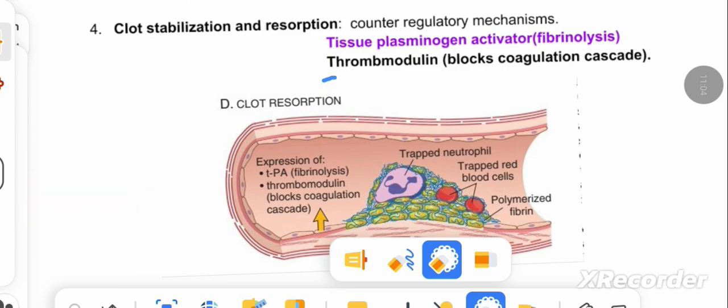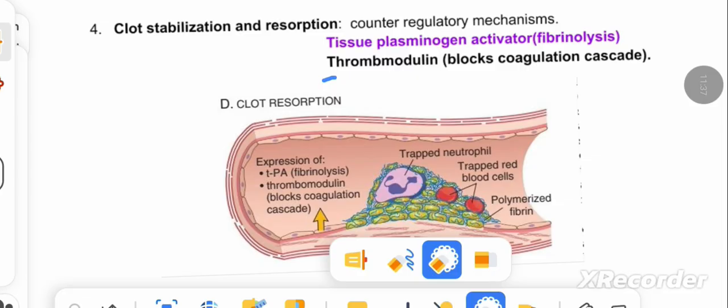Then apart from that, another counter-regulator is thrombomodulin. So thrombomodulin, we said we have those factors, factor 7, which are activated. So it will block activation of the coagulation cascade. So the coagulation cascade, once it is blocked, there will be no formation of the thrombin. So if thrombin is not formed, meaning even the fibrin will never be formed. So meaning the clots won't be formed. So this is a counter-regulatory mechanism.